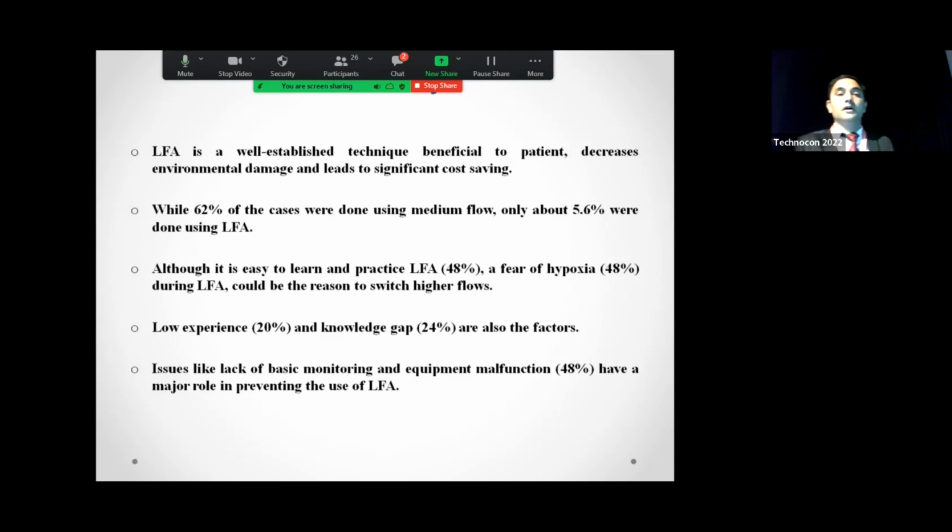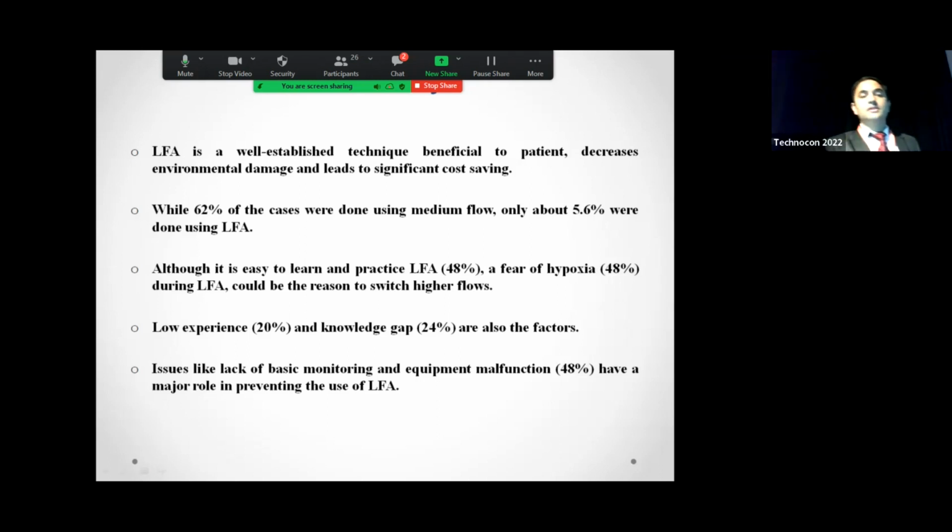In the prevalence, we have seen 60% of cases were done in medium flow, whereas 5.6% were done in low flow. So we can say that after implementing low flow anesthesia, we can save a lot of our anesthetic agents, save the environment, and it will be beneficial for the patient.